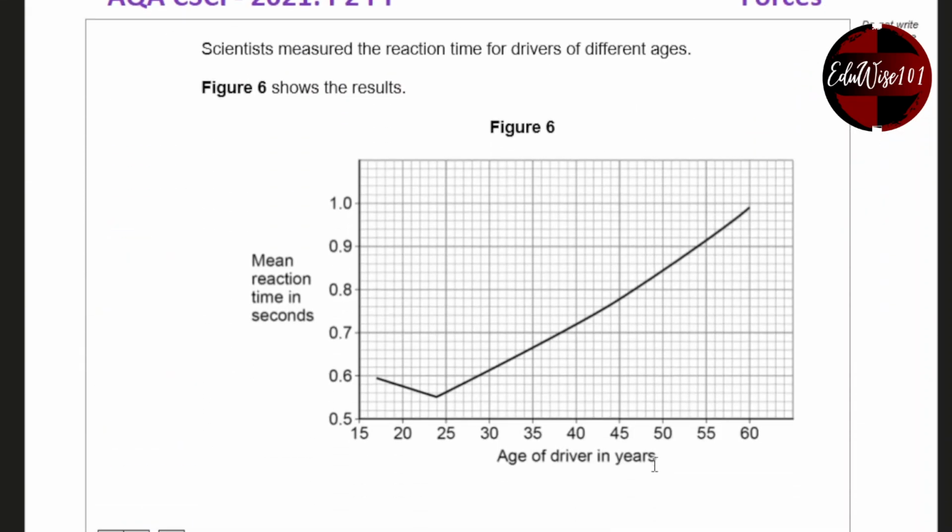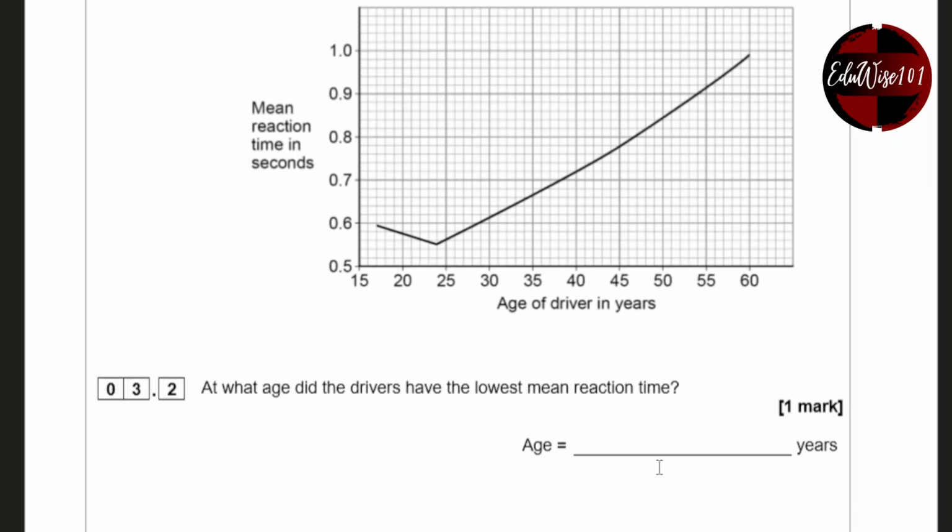Scientists measured the reaction time for drivers of different ages. Figure 6 shows the results. So you have the mean reaction time in seconds on the y-axis and the age of driver in years on the x-axis. At what age did the drivers have the lowest mean reaction time?